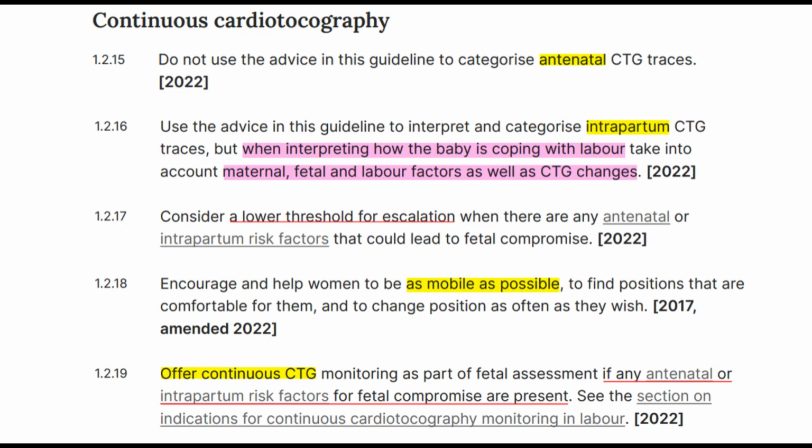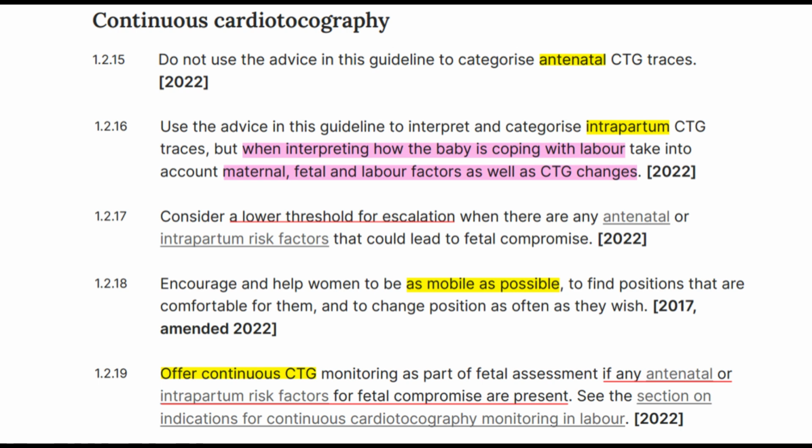Do not use the advice in this guideline to categorize antenatal CTG traces. Use the advice in this guideline to interpret and categorize intrapartum CTG traces, but when interpreting how the baby is coping with labor, take into account maternal, fetal, and labor factors as well as CTG changes. Consider a lower threshold for escalation when there are any antenatal or intrapartum risk factors that could lead to fetal compromise. Encourage and help women to be as mobile as possible, to find positions that are comfortable for them, and to change position as often as they wish.